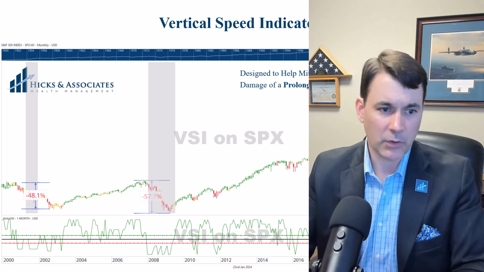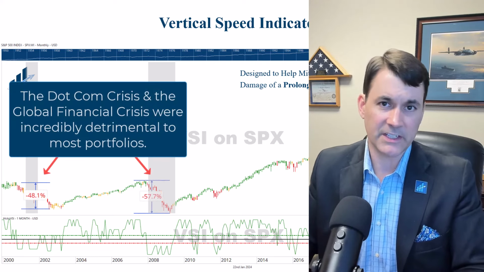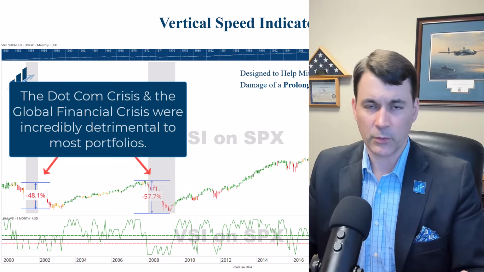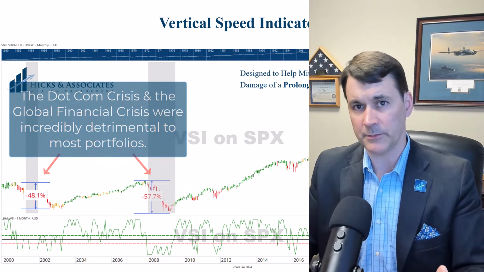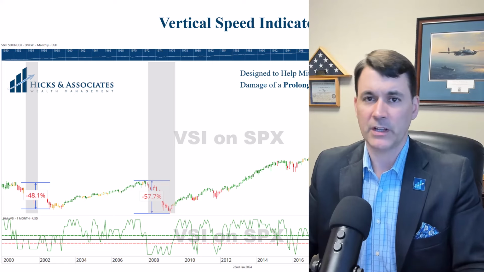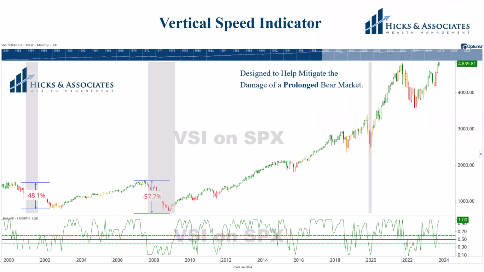Remember, I created this VSI after having gone through both the dot-com crisis and the global financial crisis because I wanted a better tool in my toolbox that I could use to help me determine how aggressive we should be, how we should be allocating clients' assets when we have these really negative, prolonged bear markets. And if you look at that dot-com crisis and the global financial crisis, you can see those periods were incredibly detrimental to clients' portfolios, especially for those clients who are really close to retirement. That's why this got created.